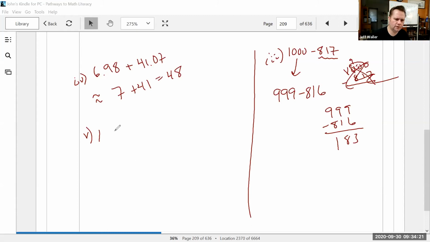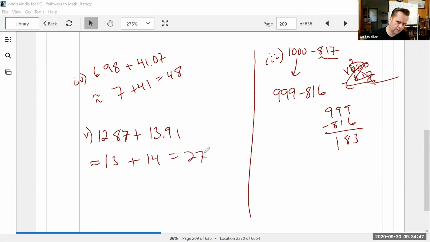I want you guys to realize if I had to add these up, I would make both of them go up, wouldn't I? Because they're so close. If I wanted to approximate this, what do I approximate this to be? 13. And what do I approximate this to be? 14. So I get 27. Is that too high or too low? Too high. So it's an overestimate because I made both of those go up.